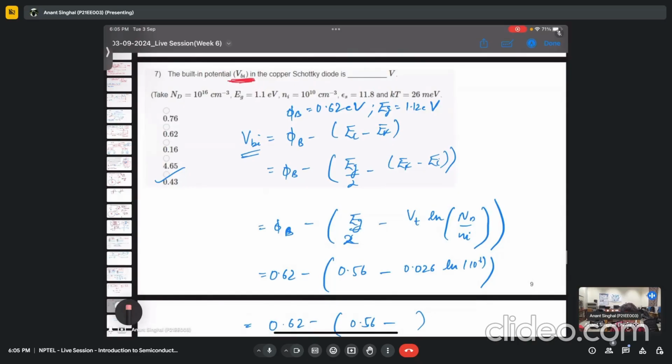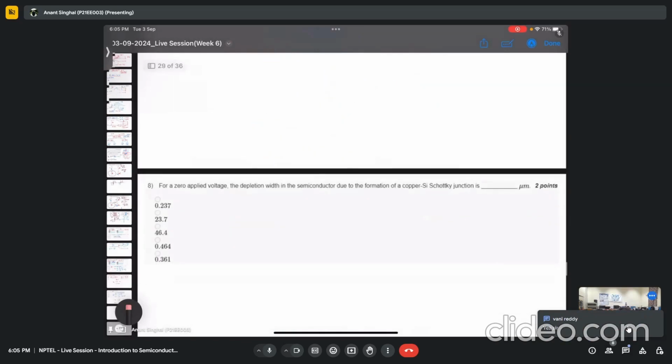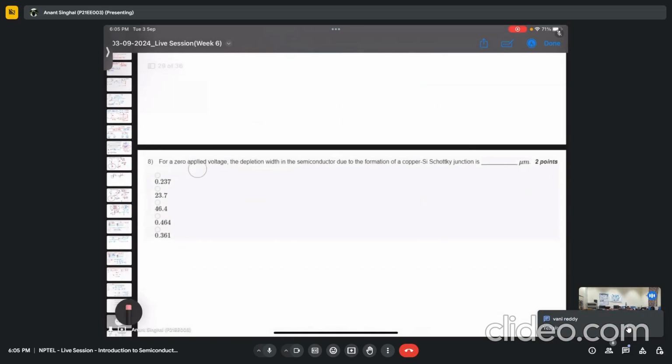Kindly let me know, is it fine? Okay, so let's move ahead. Now again, for the same question, for the zero applied bias, we need to find the depletion width. I hope you already know the formula to this also. Please let me know if you are trying, and then I can give you again 2-3 minutes and let me know the answer.